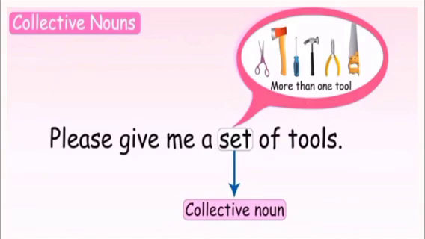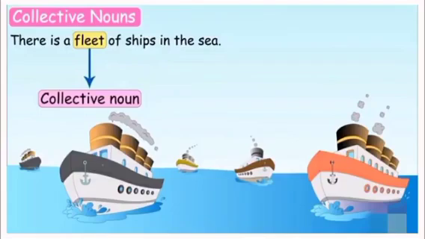Students, look at the last picture. Now, let's frame a sentence. There is a fleet of ships in the sea. In this sentence, fleet denotes collective noun.